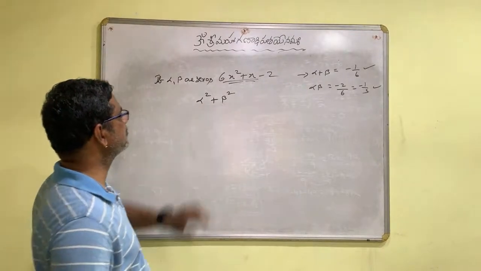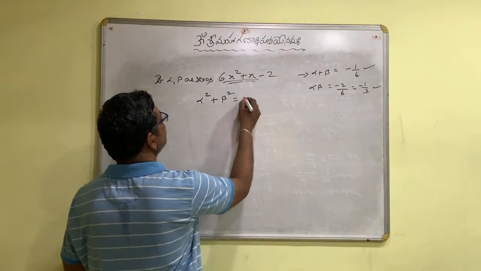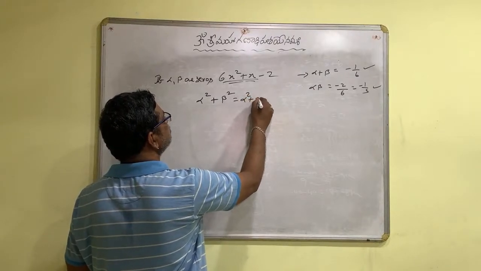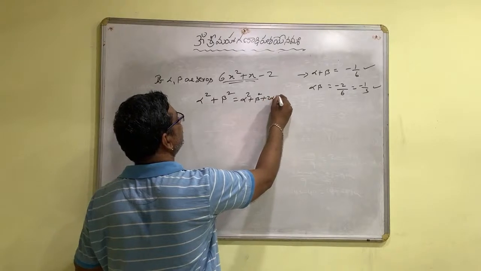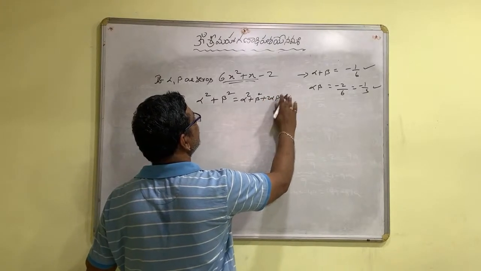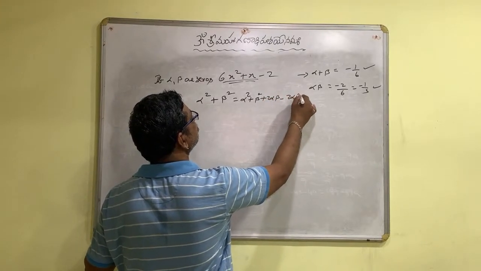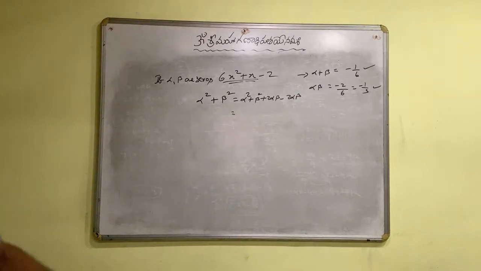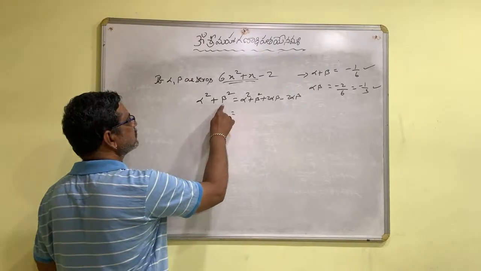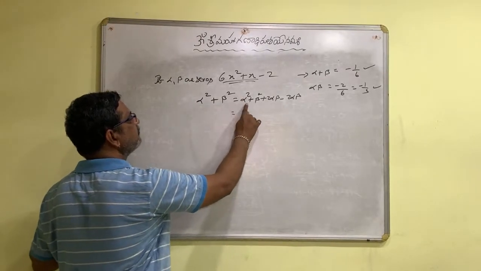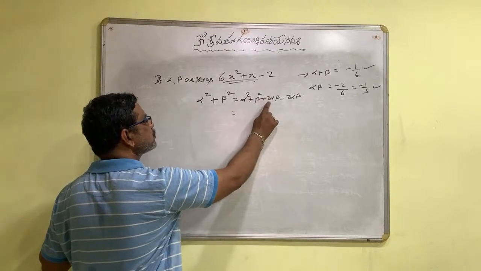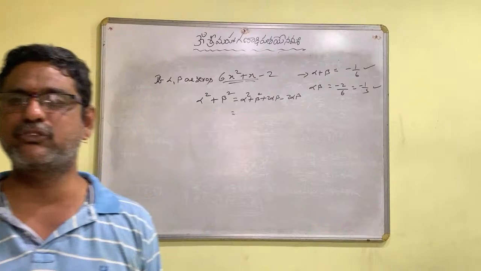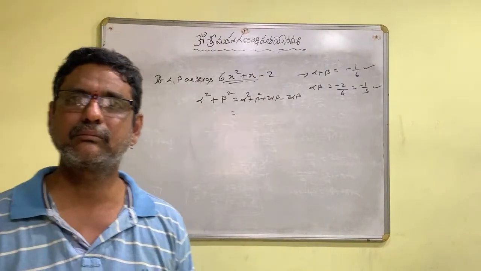Now alpha square plus beta square, I can write as alpha square plus beta square plus 2 alpha beta minus 2 alpha beta. Adding and subtracting the same values. Alpha plus beta whole square gives alpha square, beta square.